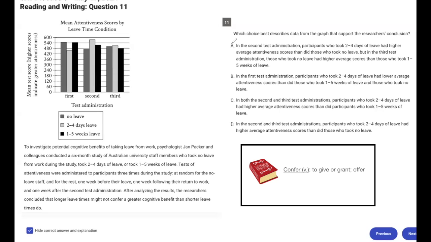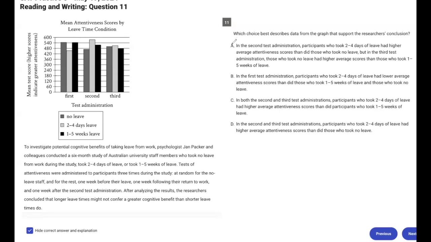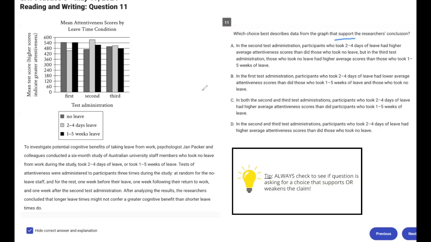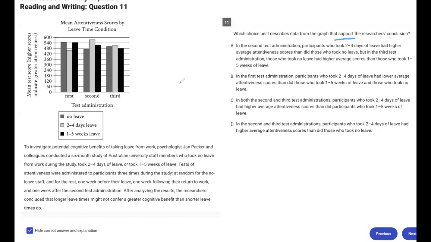Which choice best describes data from the graph that support the researchers' conclusion? So first, I am going to make a note here that we are looking for data that supports the researchers' conclusion, not weakens. Sometimes for command of evidence quantitative questions, they may ask for data that weakens the claim or the conclusion, but that's not what we have going on here, so this should be a little more straightforward for us. The next thing that I want to do is locate the main conclusion or claim.